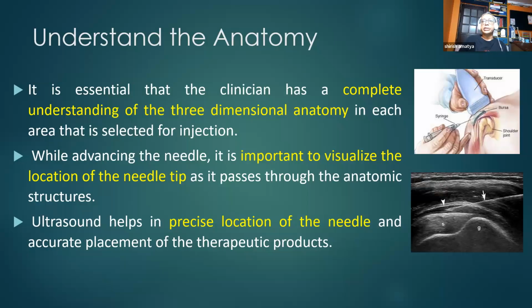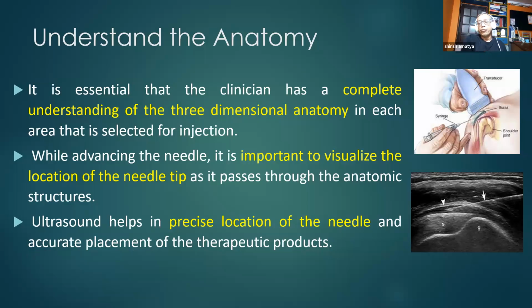While advancing the needle, it is important to visualize the location of the needle tip as it passes through the anatomical structures. Ultrasound also helps in precise location of the needle as well as accurate placement of the therapeutic product. Once again, as you can see in this picture, due to the ultrasound, it is possible to inject into the subacromial and subdeltoid bursa in an exact location. Otherwise, with previous blind techniques, the injection might go to the deltoid or down to the supraspinatus.